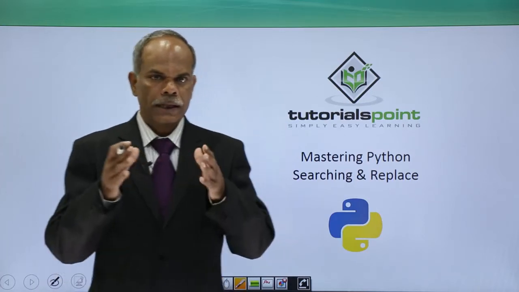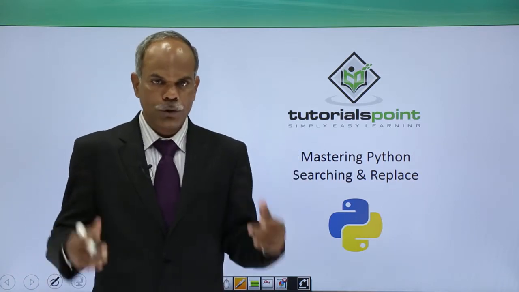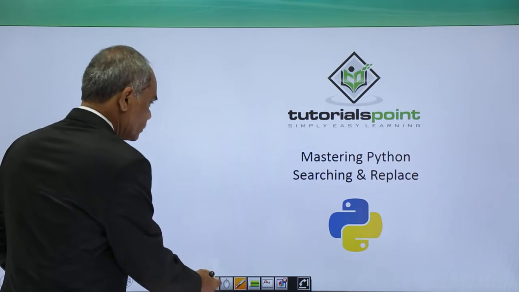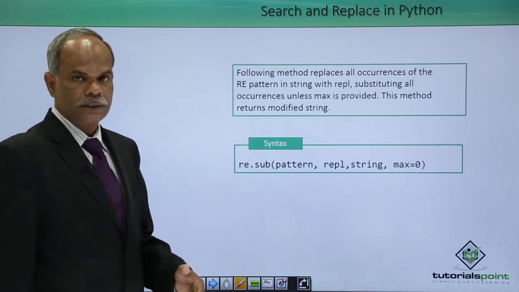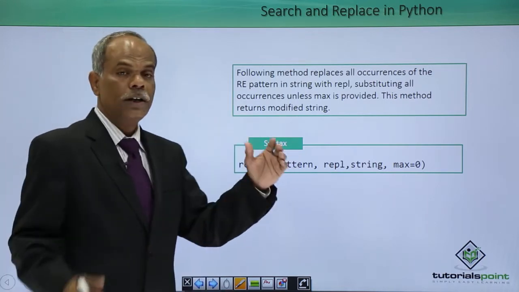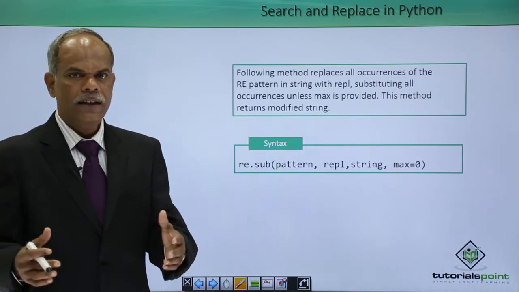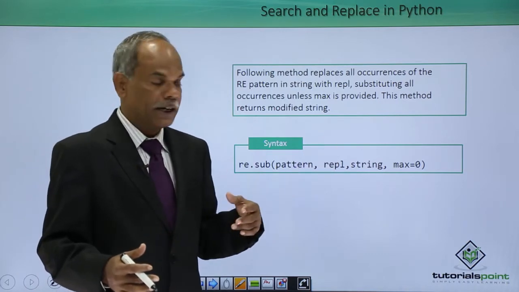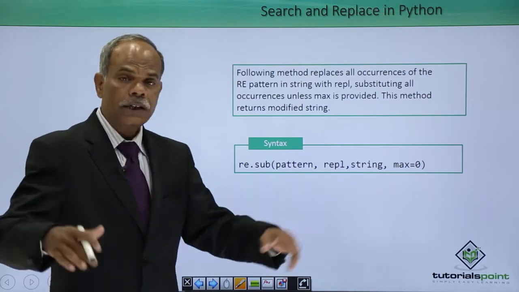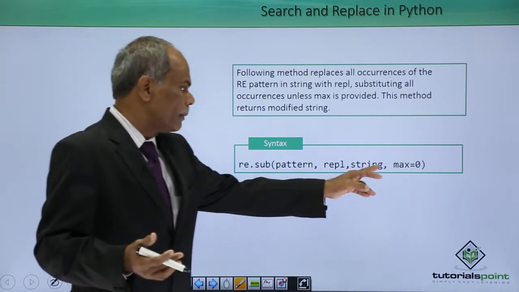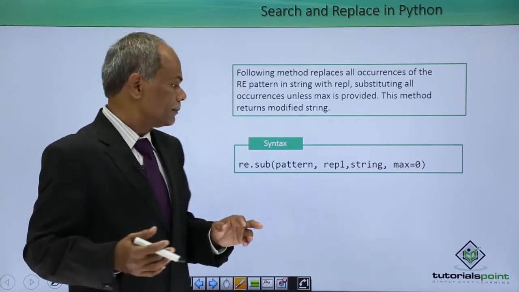Hello friends, in this video we shall study the search and replace mechanism of the RE module. The sub method is used to replace all the occurrences of a particular pattern in the string by the alternative string that is provided. All the occurrences are replaced, unless of course how many occurrences are to be replaced is provided by the parameter called max. By default it is equal to 0, that means every occurrence is to be replaced.